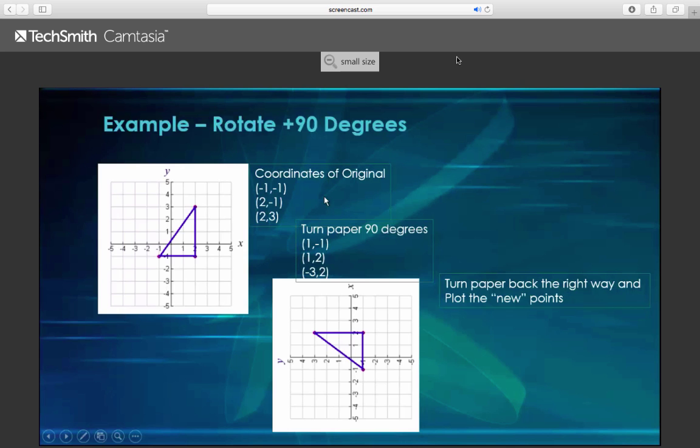For the other example on your notes, go ahead and take the same triangle that we have right here and see if you can rotate it 180 degrees. So you're going to take your paper, turn it upside down, copy down the new points, turn your paper back the right way, and plot the new points.